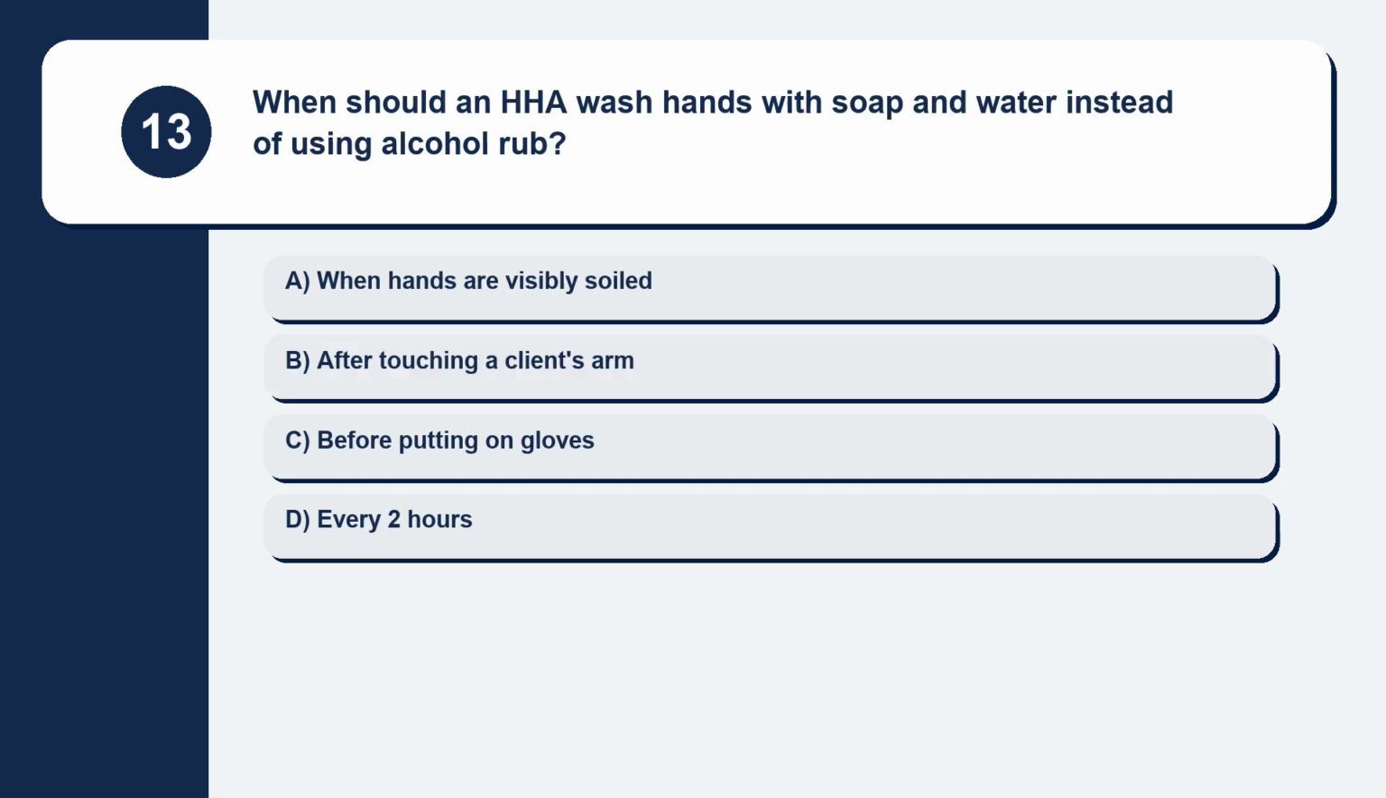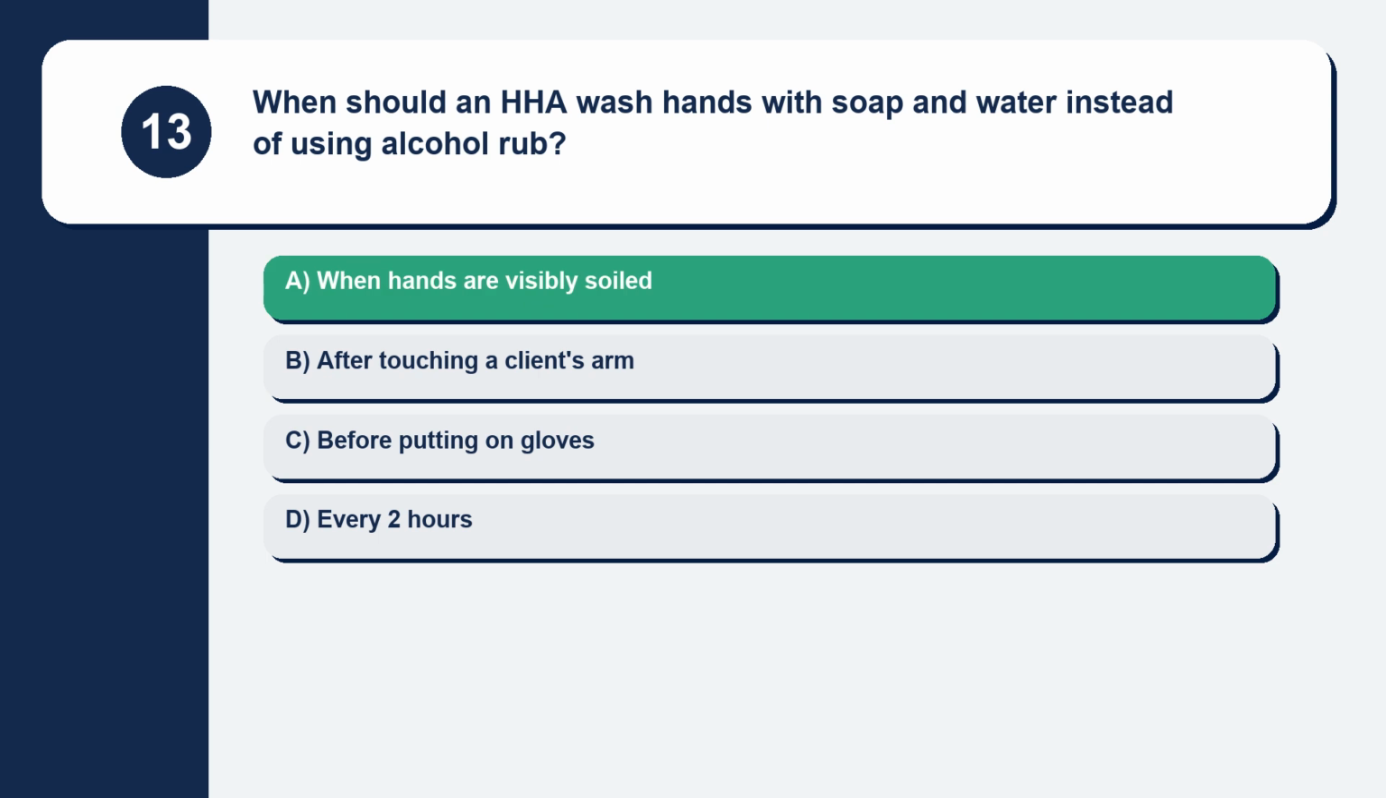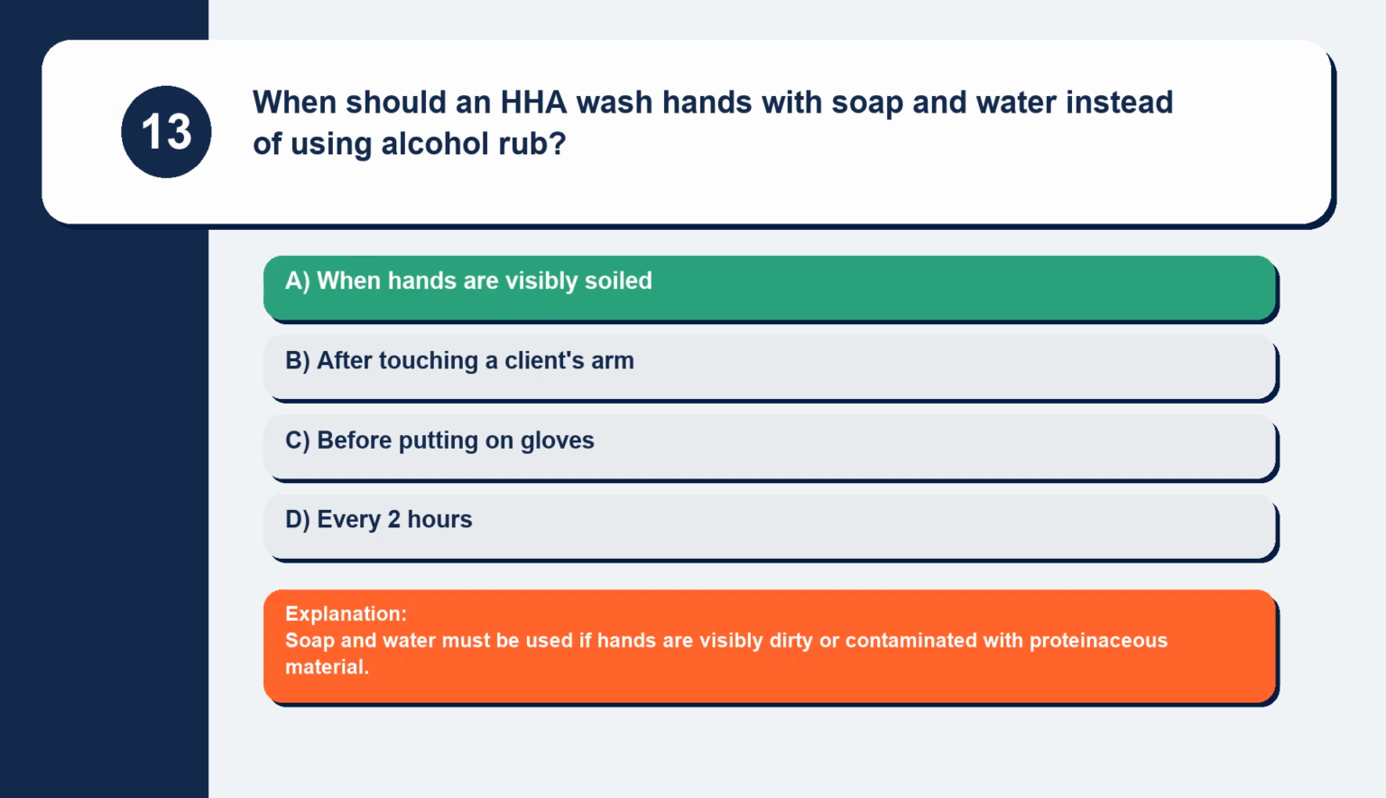Question 13. When should an HHA wash hands with soap and water instead of using alcohol rub? When hands are visibly soiled. After touching a client's arm. Before putting on gloves. Every 2 hours. Soap and water must be used if hands are visibly dirty or contaminated with proteinaceous material.